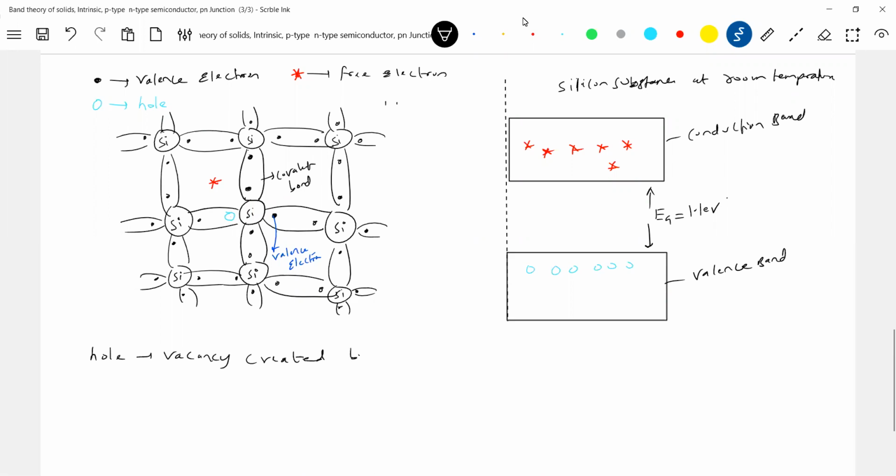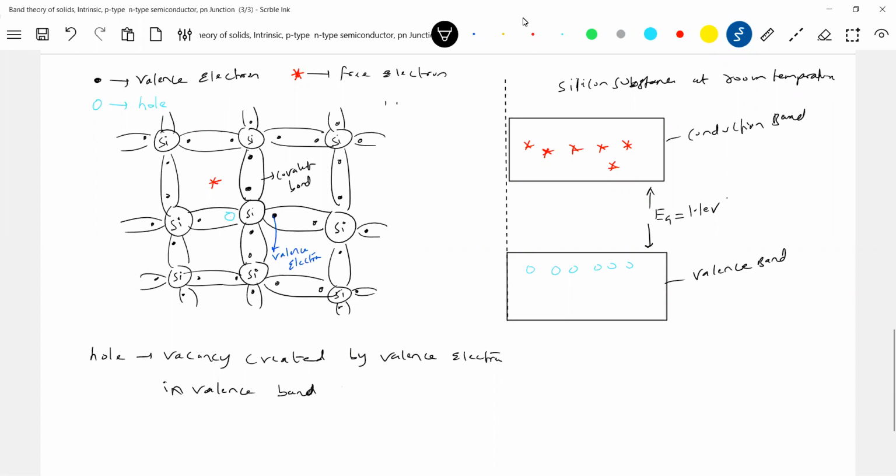Vacancy created by valence electron in valence band is called a hole. So what is the charge of it? It will be positive.